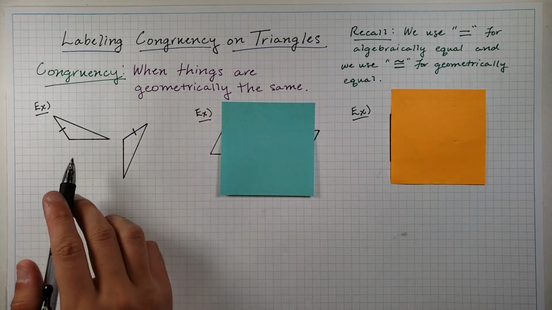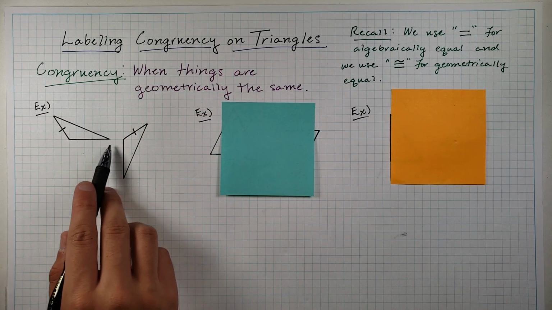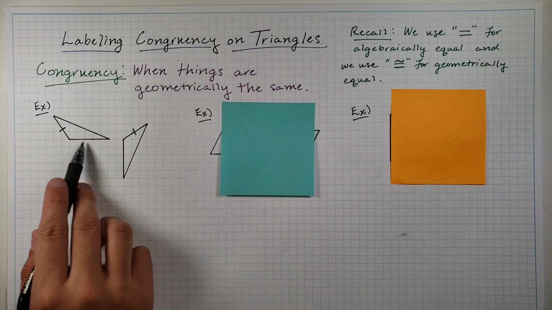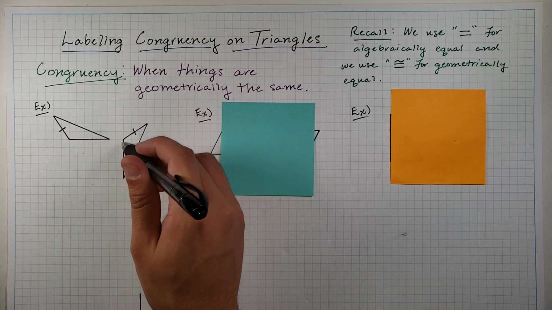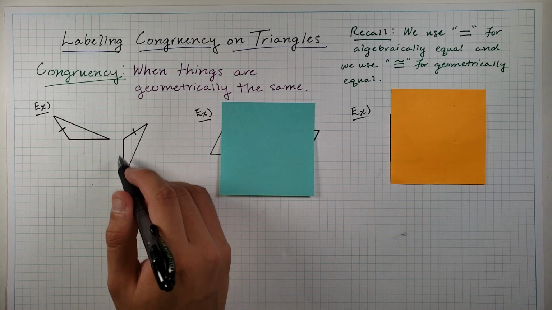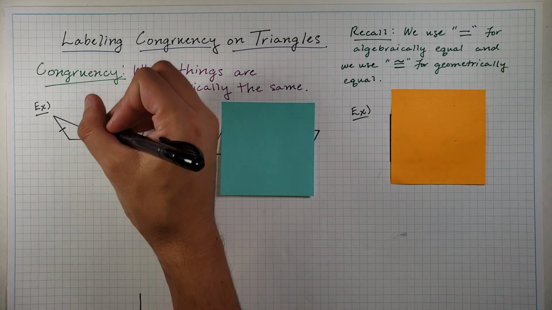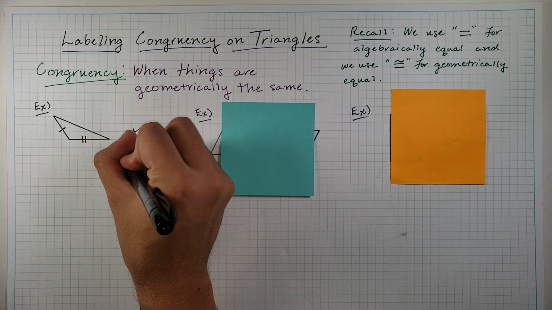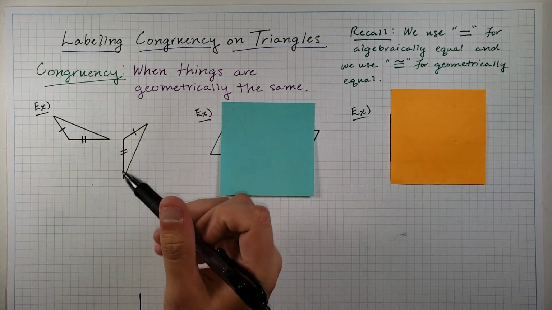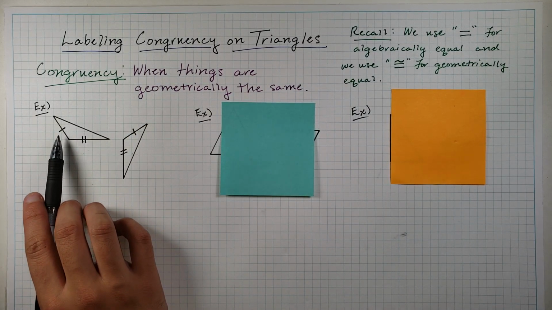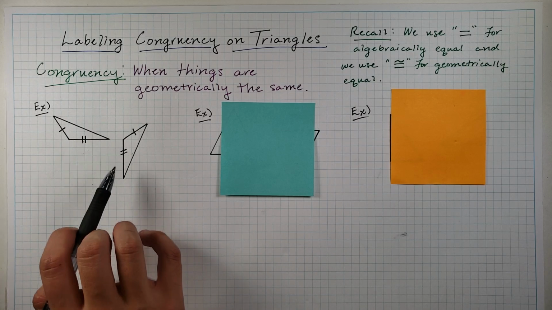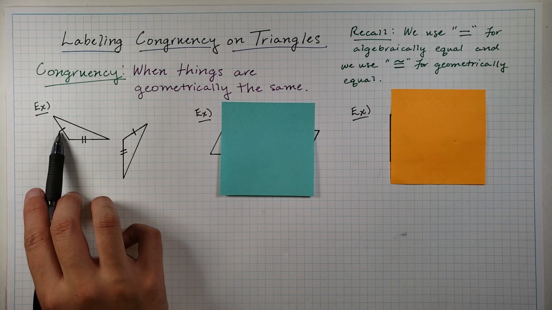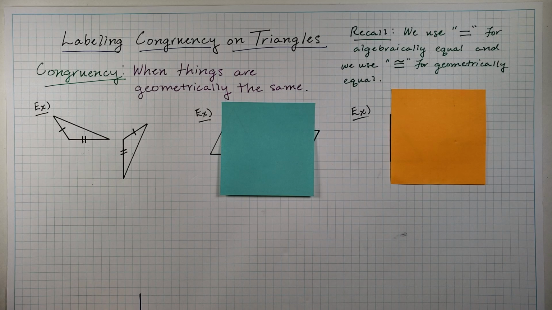If we wanted to show someone that this side of the triangle was the same as this side of the triangle, then what you could do is put 2 tick marks on each one of these. Since this one has 1 tick mark and this one has 2 tick marks, we know that this line and this line are not the same.